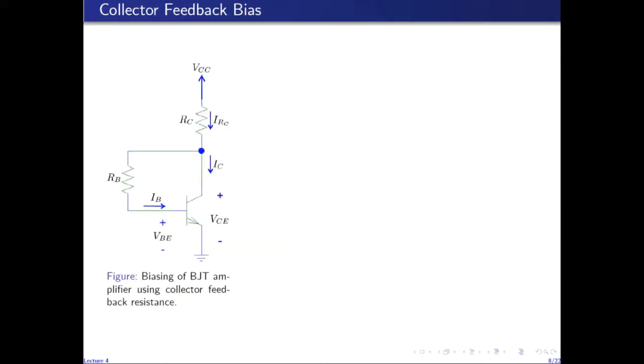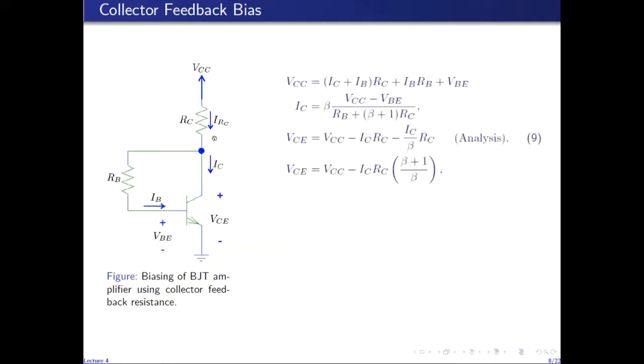So the next scheme is called collector feedback bias, and as the name suggests, in this scheme, the negative feedback is provided by the collector resistance, RC. By writing the voltage equation around this loop, we can write VCC as the sum of the current through RC times RC, plus IB times RB, plus VBE.